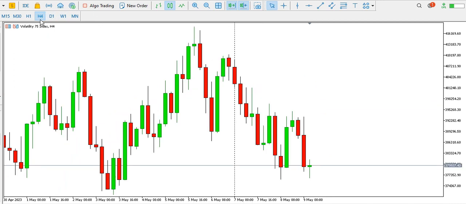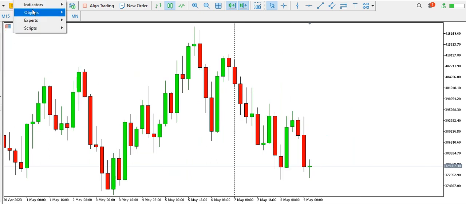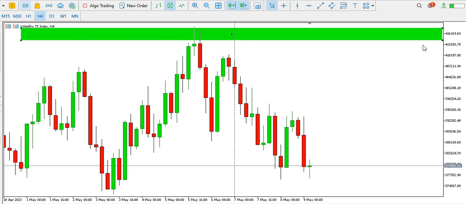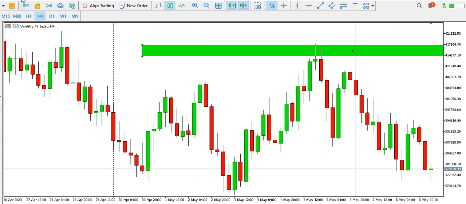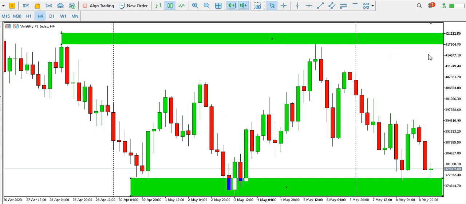On the 4-hour time frame, we can see a range, like I said in the last video. In yesterday's video, I mentioned that there's a range on the 4-hour time frame. This is the range low, and this is the range high. So price is revolving within the range.